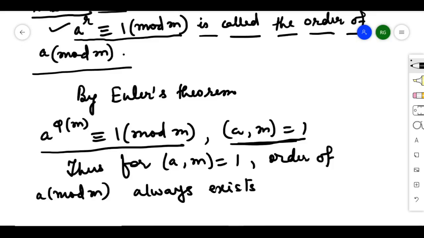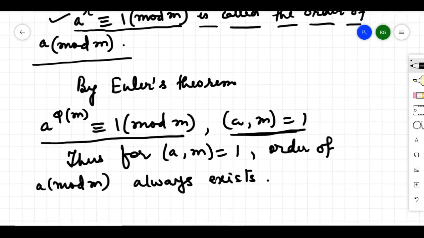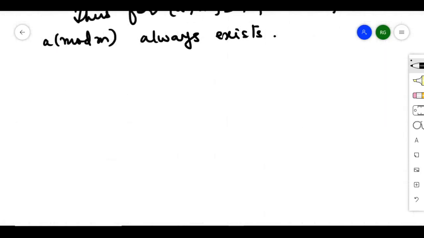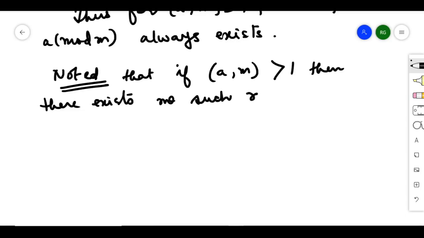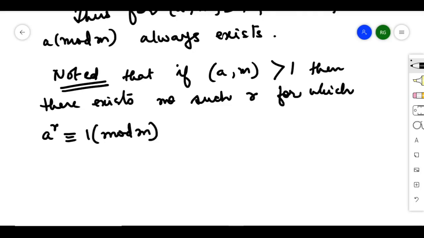Now the question is, what will happen if a and m are not relatively prime? So let us see that case. It is to be noted that if the GCD of a and m is greater than 1, then there exists no such r for which a to the power r is congruent to 1 mod m. Okay, so let us see what happens if a and m are not relatively prime.